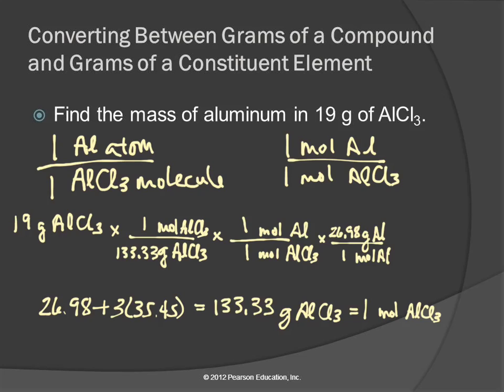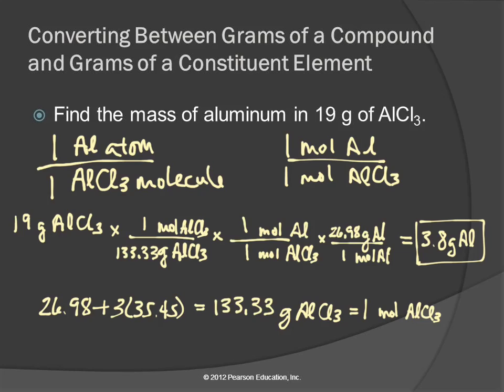19 divided by 133.33 times 26.98 equals 3.8. So in 19 grams of that compound, you have 3.8 grams of aluminum.